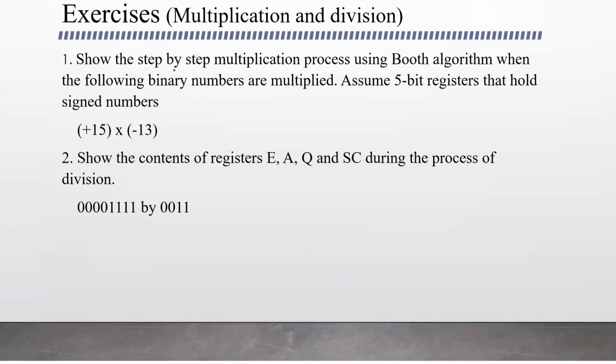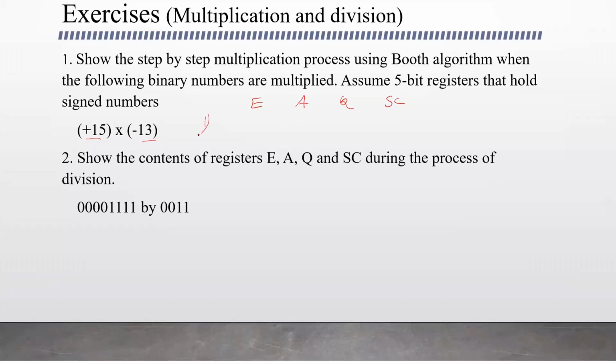Show the step-by-step multiplication process using Booth algorithm when the following binary numbers are multiplied. Assume 5-bit registers that hold the signed numbers. These are the two numbers, and Booth multiplication algorithm is meant for 2's complement multiplication. So you find the binary equivalent. You write E, A, register Q, and SC. This is how you show the step-by-step procedure, the multiplication process.